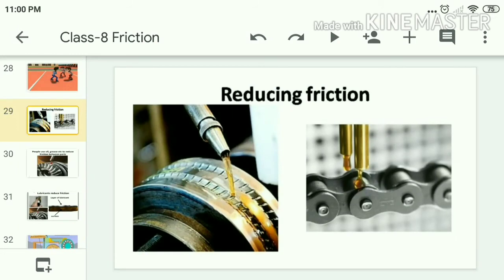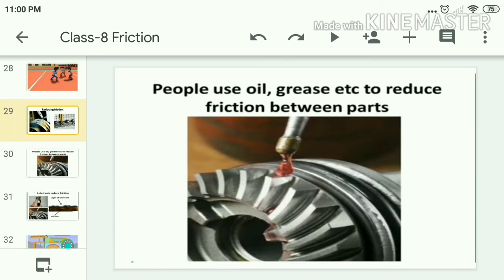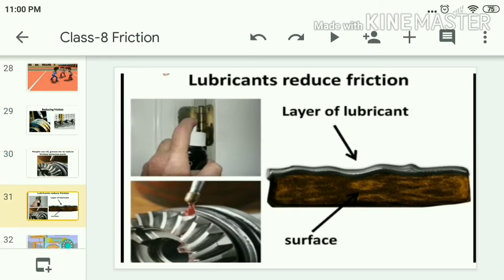There are some situations where we need to reduce the friction. For example, when two surfaces are in contact in machines as they keep working, the surfaces may wear and tear, which may damage the machines. Then how can you reduce this friction? By using oil, grease, etc., we can reduce the friction between the parts. What do you call these substances? These substances are called lubricants.